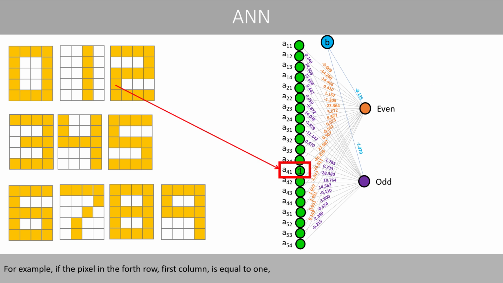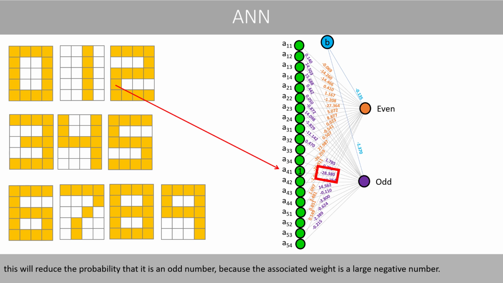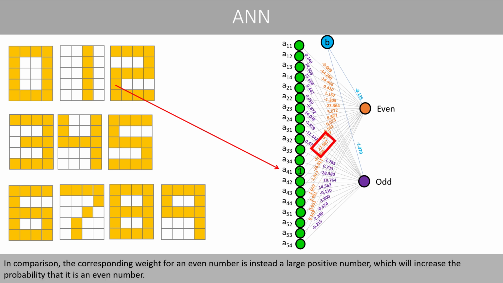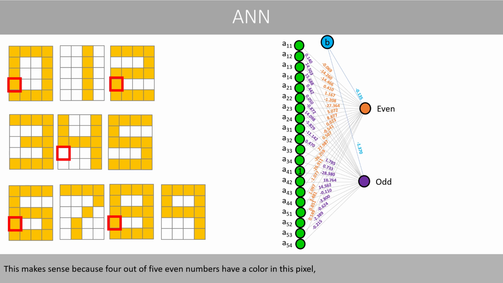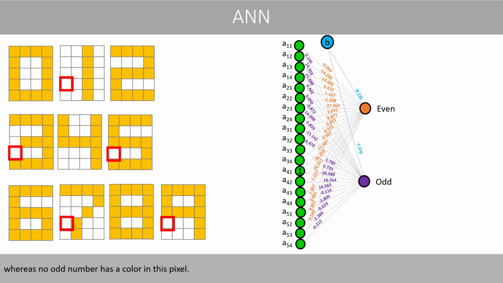For example, if the pixel on the fourth row, first column, is equal to 1, this will reduce the probability that it is an odd number because the associated weight is a large negative number. In comparison, the corresponding weight for an even number is instead a large positive number, which will increase the probability that it is an even number. This makes sense because 4 out of 5 even numbers have a color in this pixel, whereas no odd number has a color in this pixel.